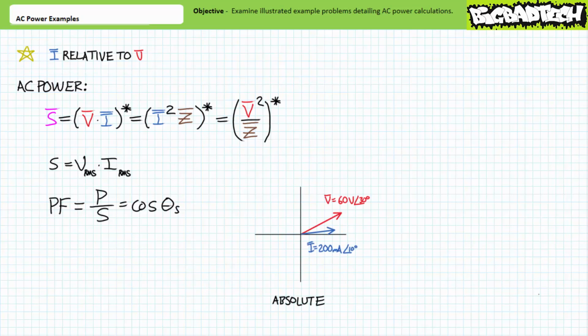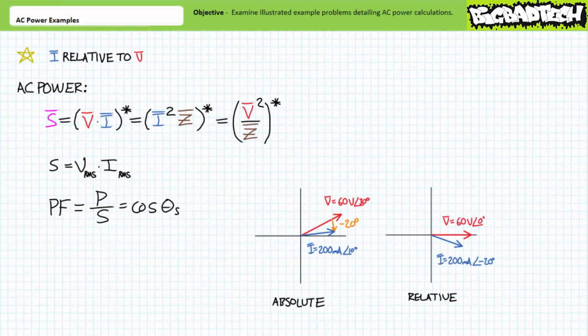As a demonstration of this simple but important process, consider voltage expressed as a phasor equivalent as 60 volts at an angle of positive 30 degrees, and current expressed as a phasor equivalent as 200 milliamperes at an angle of positive 10 degrees. Despite the use of some external absolute reference, it should be obvious that there is a relative phase shift of 30 minus 10, or 20 degrees, between voltage and current; current can be said to lag voltage by 20 degrees. Therefore, for the purposes of AC power calculation, it can be rightly said that voltage expressed as a phasor equivalent is 60 volts at an angle of 0 degrees, and current expressed as a phasor equivalent is 200 milliamperes at an angle of negative 20 degrees. Don't make relative phase shift hard.